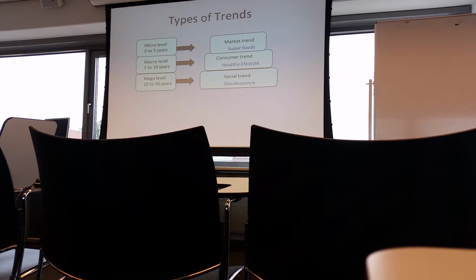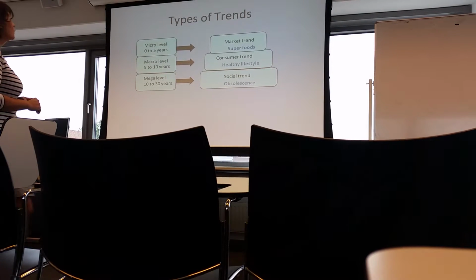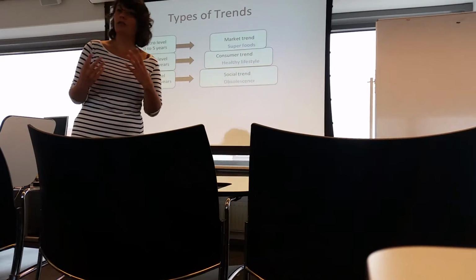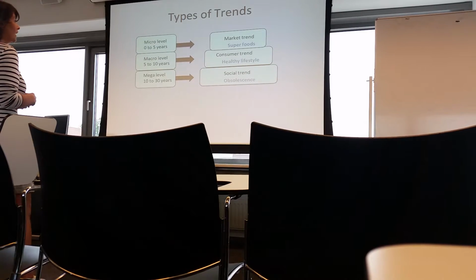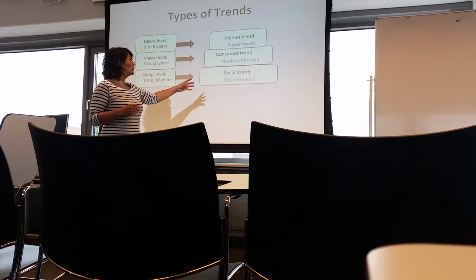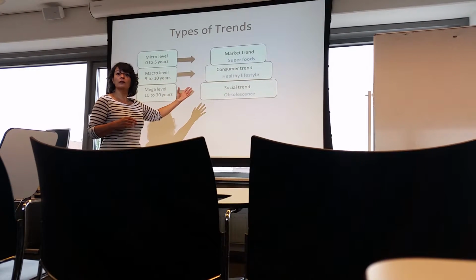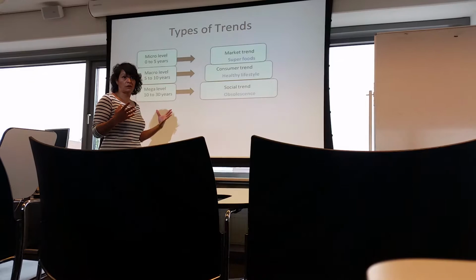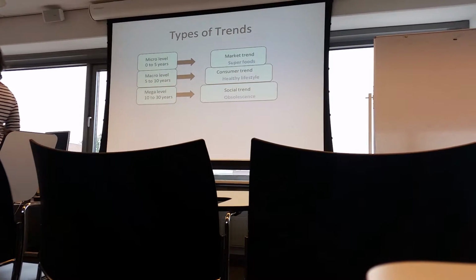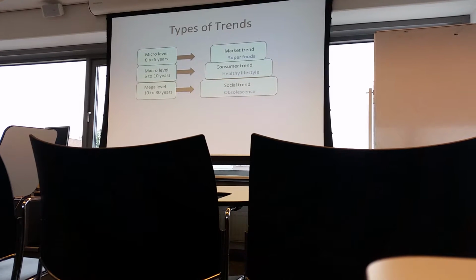There were three types of trends. That is also in the PowerPoint and in the reader, of course. The social trends, consumer trends, and market trends. That is something you must know and understand, and also understand that the consumer trends originate from the social trends, and market trends are an answer to the consumer demands we see in consumer trends. That is the bottom line of the three types of trends. It is explained in the reader.